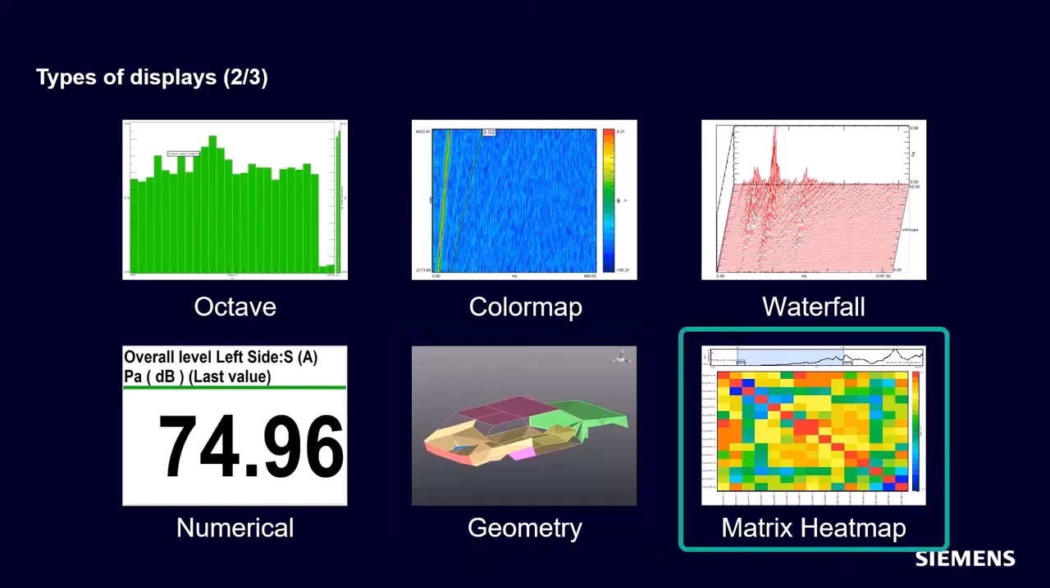Matrix heat map is relatively new. If you have a big set of FRFs, you can dump all kinds of data into a matrix heat map and you'll see it displayed as you see there on the screen. And it makes it very easy and quick to compare large families of FRFs, do a coherence check, and immediately see if you have something wrong in your data.